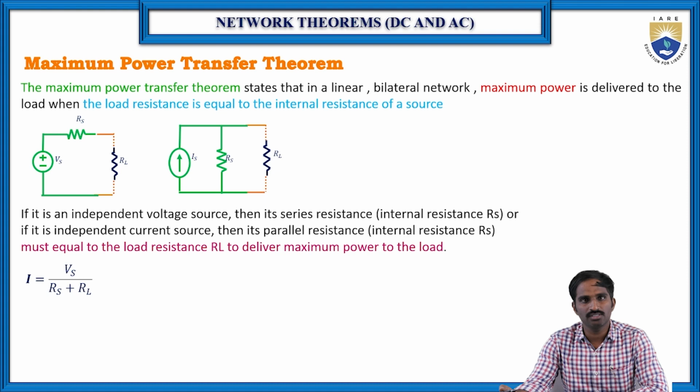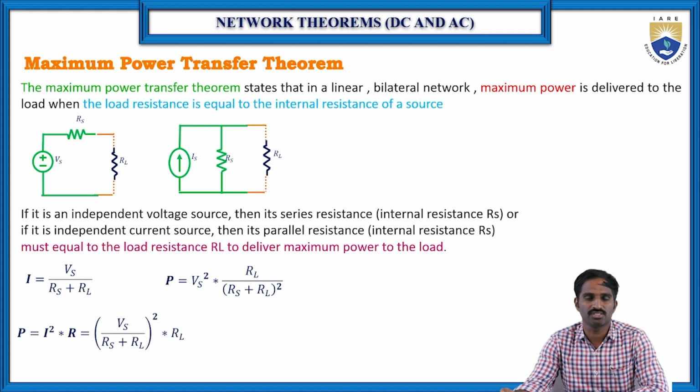Then what is that maximum power, and how can we calculate it? As we know, P is equal to I square RL. Here I is equal to the source voltage Vs divided by the series resistance, the internal resistance of the voltage source Rs, plus RL, the load resistance. Substituting I is equal to Vs by Rs plus RL, we finally get the power P is equal to Vs square into RL by (Rs plus RL) whole square.